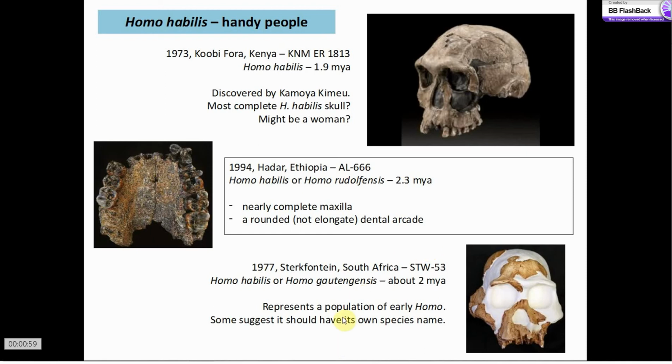Some suggest it should have its own species name because of its far out location. And even though this is a fragmentary specimen, they can make a lot of measurements and observations based on these fragments that suggest these folks would have looked significantly different from these folks or these folks, right? So they suggest that maybe it should have its own name. Really? Well, what's the point of splitting?